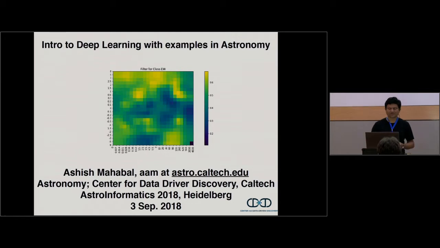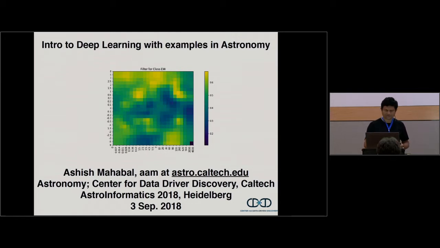So I'm with the Center for Data-Driven Discovery at Caltech and the Astronomy department. And what I'm going to do is give you an intro to deep learning with some examples in astronomy and maybe a couple other fields. But the way deep learning has progressed, I have to start with some examples that are non-astronomy.